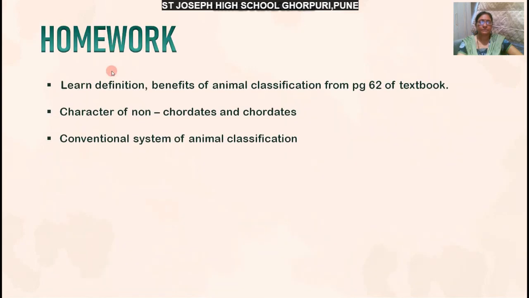Homework: learn the definition and benefits of animal classification from page 62 of the textbook. It is given in point form. You can learn that, why we need to classify the animals. Then learn the characters of non-chordates and chordates, and the conventional system of animal classification. Hope you have followed, and please take care of yourself. Thank you.